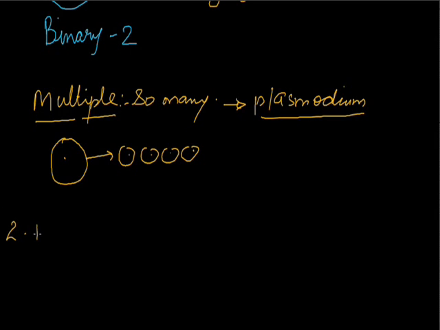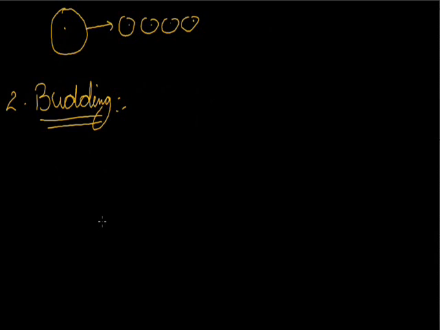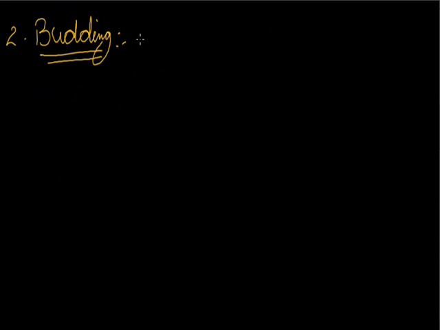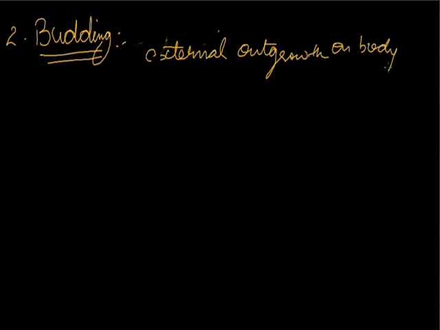Second is budding. Budding, you can understand, is the external outgrowth on an organism. Budding means the external outgrowth; I have to correct the spelling, that's why I am rubbing it. Budding is the external outgrowth on the body. It is similar to the tuber of the potato. As we know, in the potato, some outgrowth comes on it that we call the eye of the potato, and we call it a tuber.